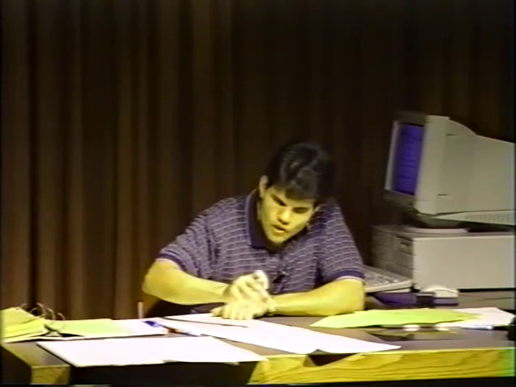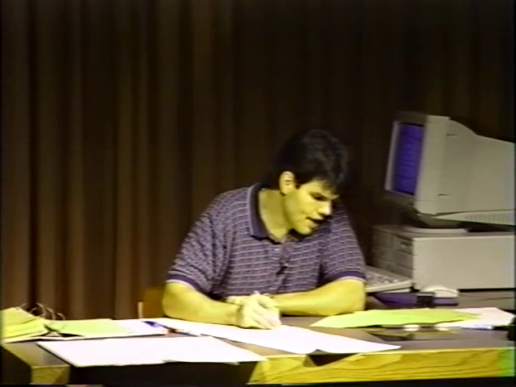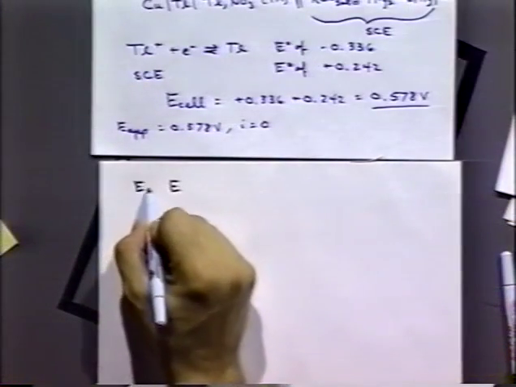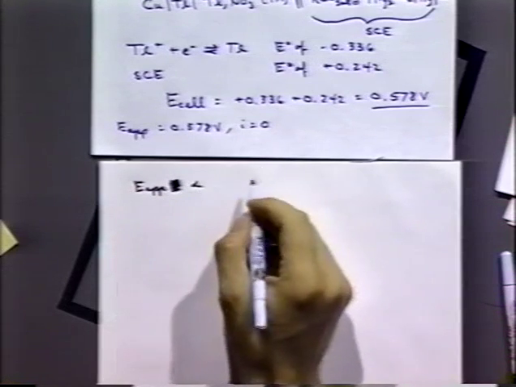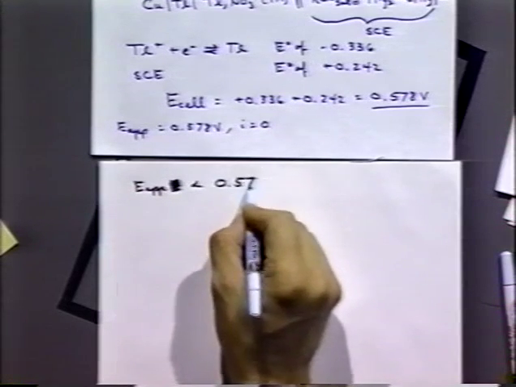But if we crank our power supply up to a certain potential, we can actually balance that potential out. We've bucked out that potential, is the way we would say it. And we can get it so that there's no driving force anymore, and so the potential across the terminals is zero. Now, what happens if we apply E applied is less than 0.578?